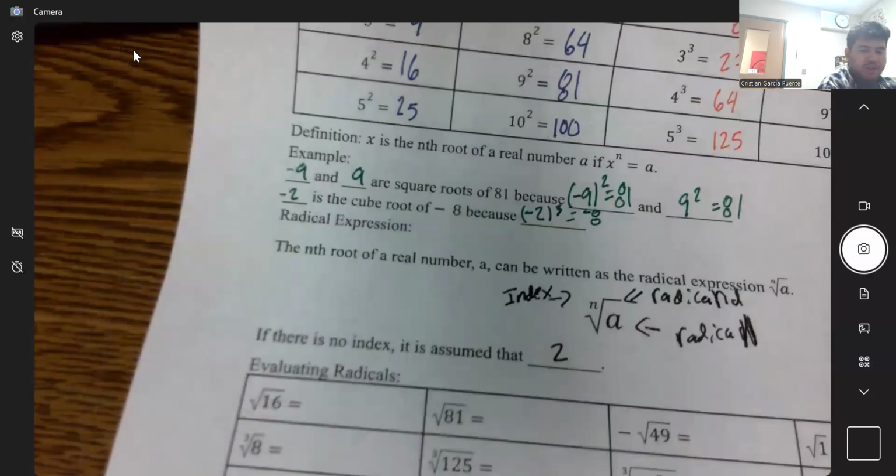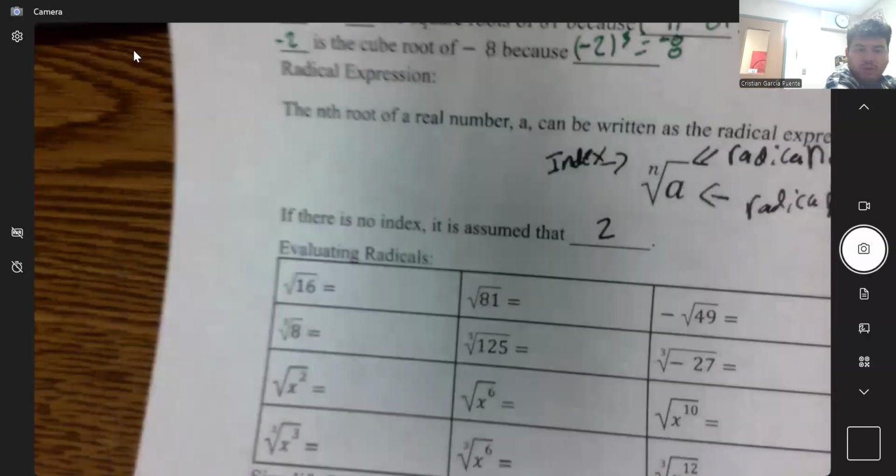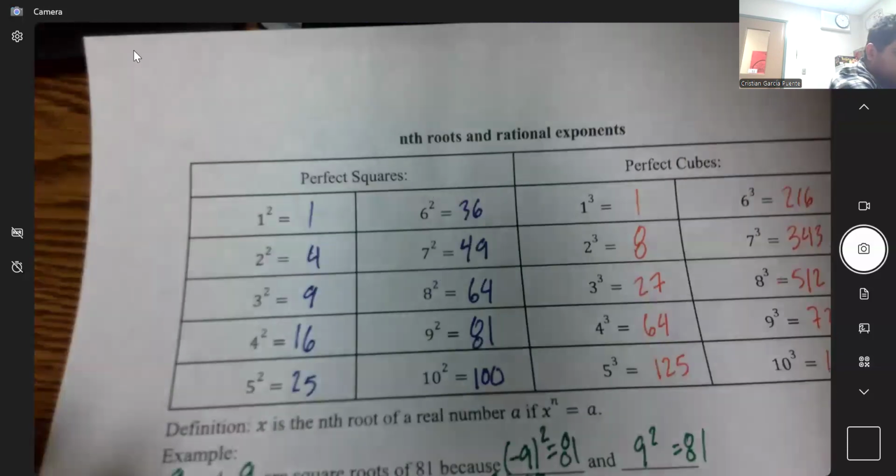All right. So over here, some examples of these will be, let me, hold on, give me a quick second. Let me move this up.